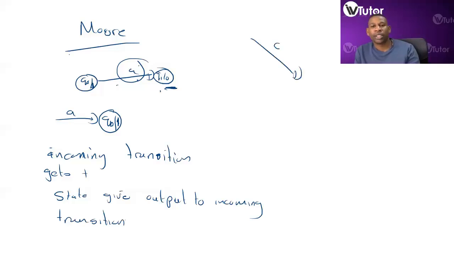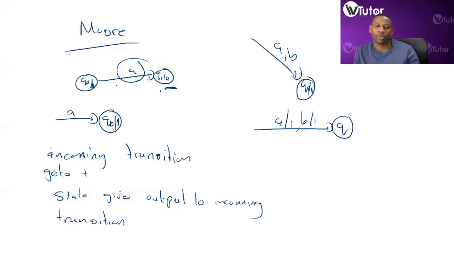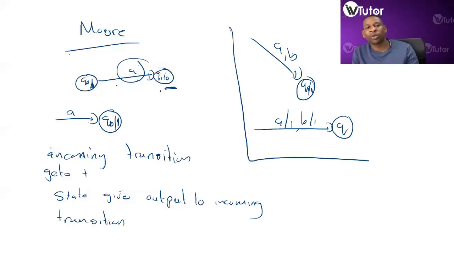So if I've got an A and a B coming in there, and I've got Q with an output of 1, then this is now going to be equal to A1, B1 with the state Q. So this is how we convert from a Moore machine to a Mealy machine, which is pretty easy. The next one then we need to do, Mealy to Moore. So this is where the complication can be found.